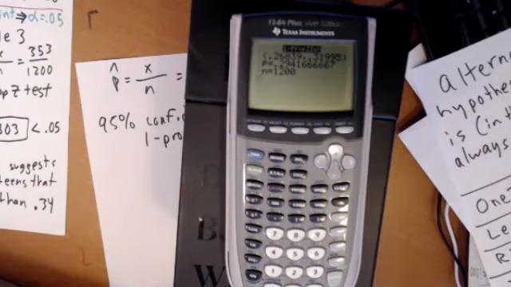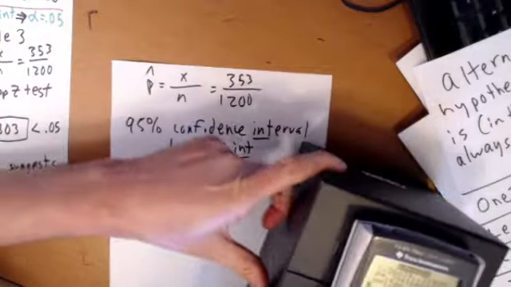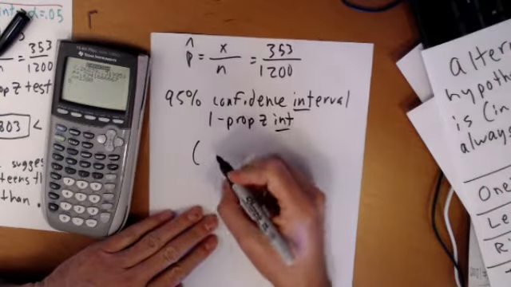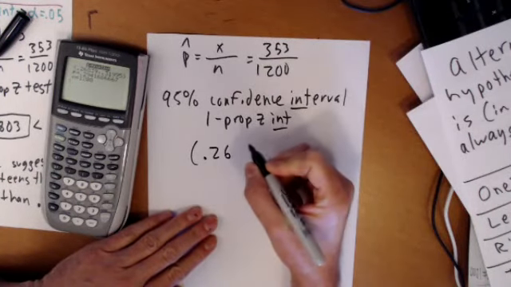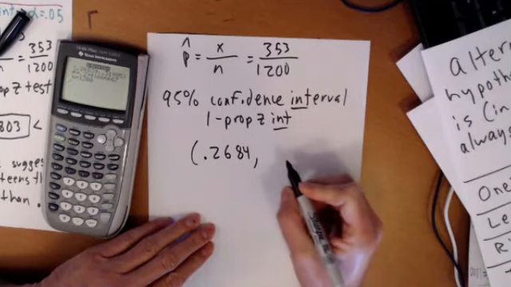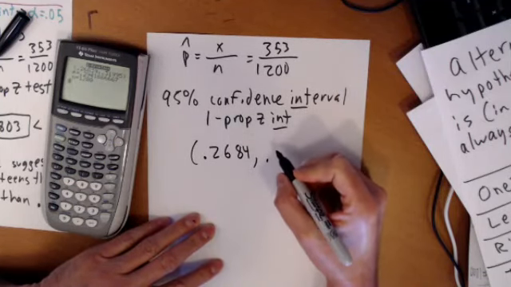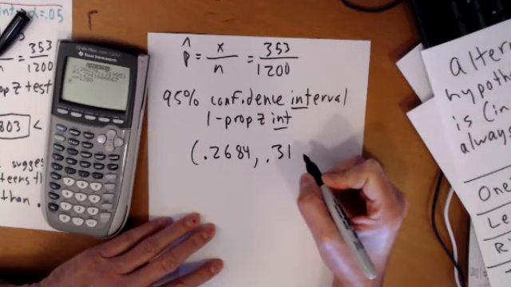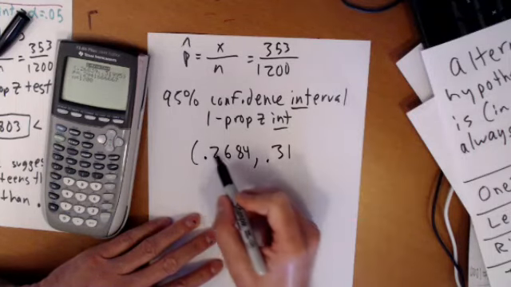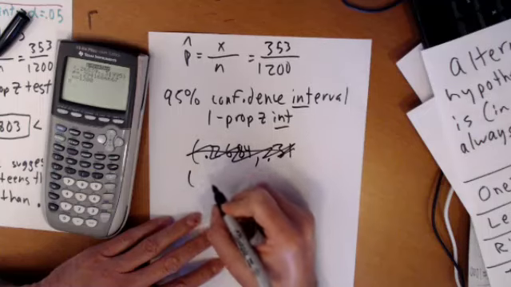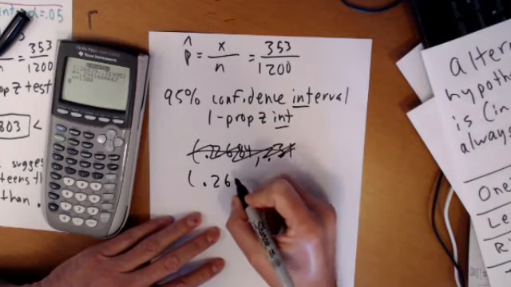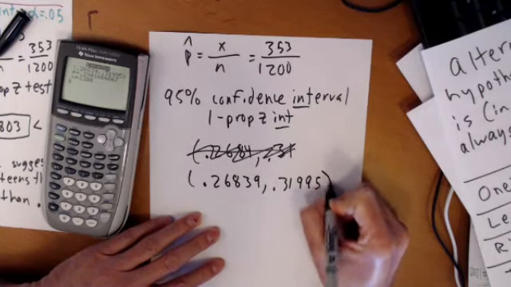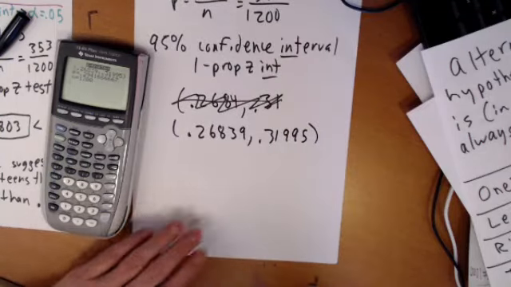Let me write that down. We're almost done, folks. Hang in there. We're doing well. So that is a confidence interval of 0.26839, comma, 0.31995. What if I don't round? I don't want to get into a discussion about rounding, you see how that's going to be a chain reaction? So I'm just going to avoid that conversation.